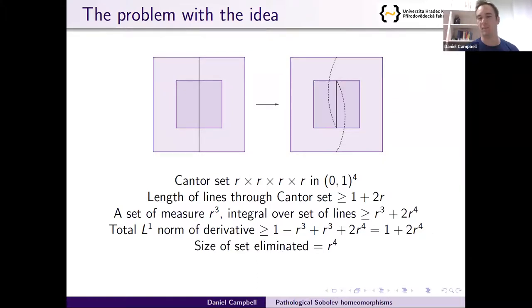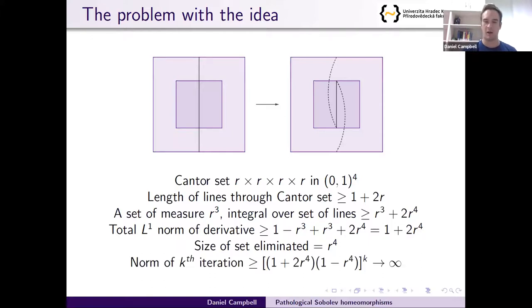And the size of the set eliminated is r to the power 4. Okay, right, because we're in dimension 4 right now. So when you start iterating, you have to go to infinity. So the problem is this idea, just simple iteration by composition is not good enough. So you have to come up with something more clever.